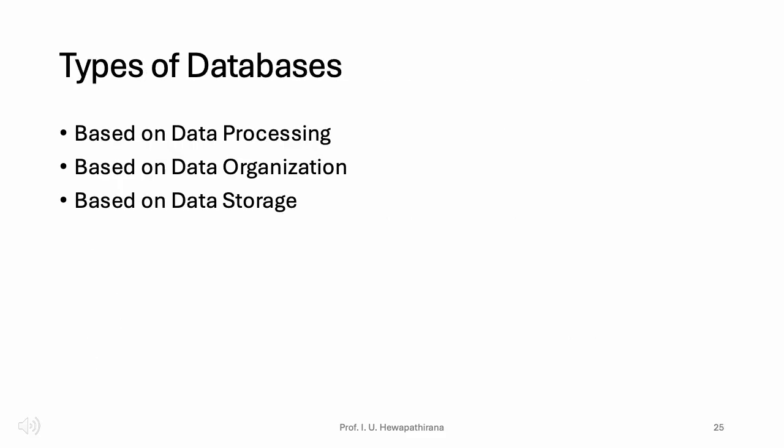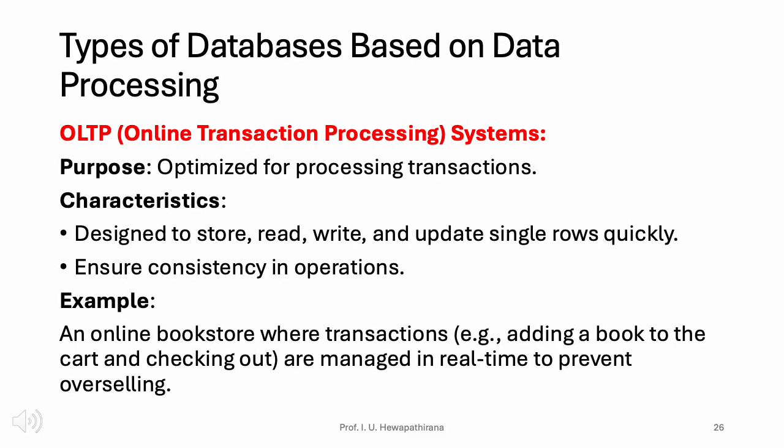Databases can be classified along 3 primary dimensions: the manner in which data is processed, the way in which data is organized, and the physical storage arrangements employed. We will now examine each of these dimensions in turn. We begin with OLTP, or Online Transaction Processing Systems. These databases are optimized for processing transactions rather than for analytical work. They are designed to efficiently read, write, and update individual rows of data, ensuring consistency across business operations.